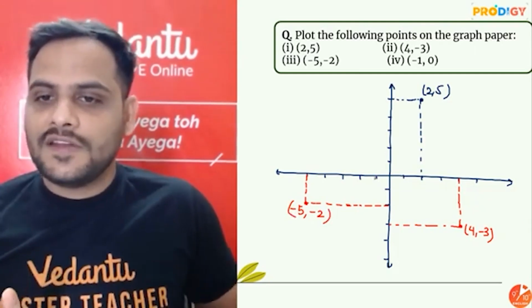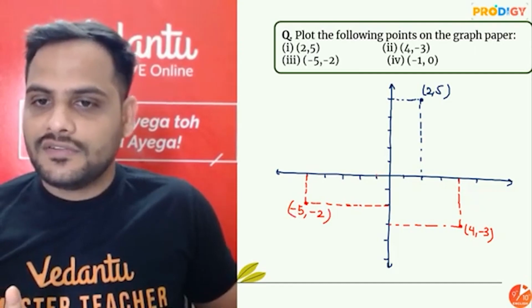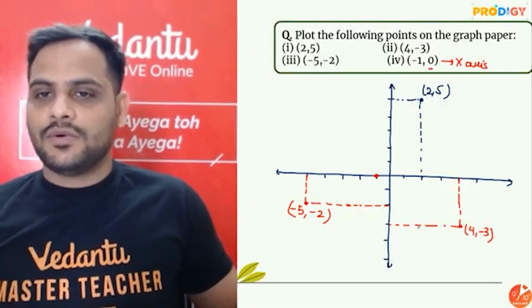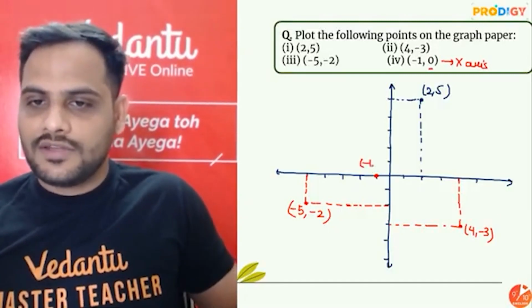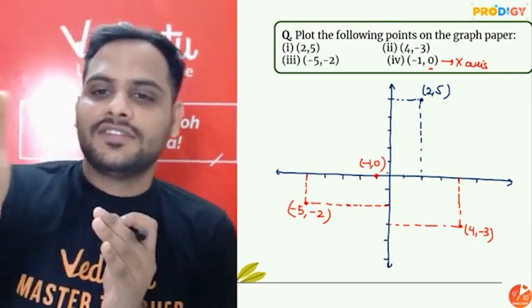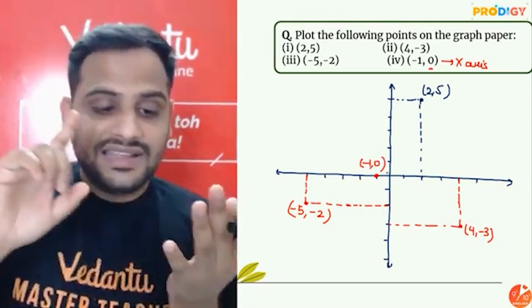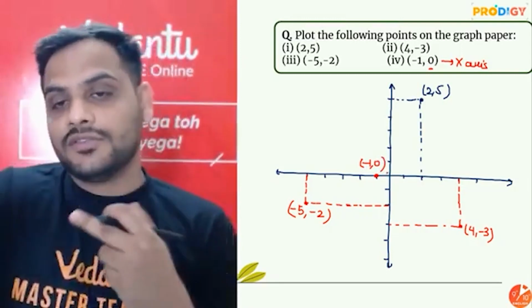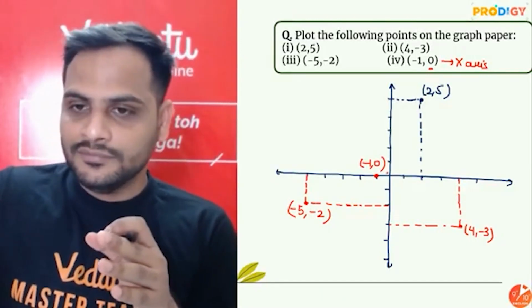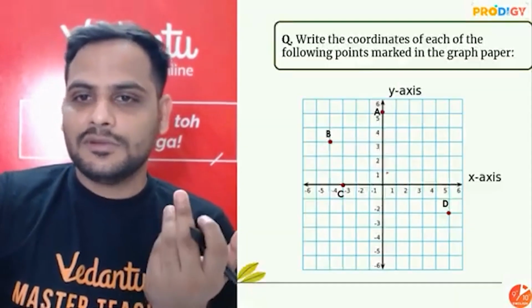And then we have -1, 0. So x coordinate -1, y coordinate 0 only. So this point is on x-axis, because y coordinate is equal to 0. So on x-axis here we have got -1, 0. ठीक है, all right. So this is how you will plot these points. Remember, if y coordinate is 0, the point is on x-axis. If x coordinate is 0, the point is on y-axis. ठीक है बेटा, this is how this question will be solved.